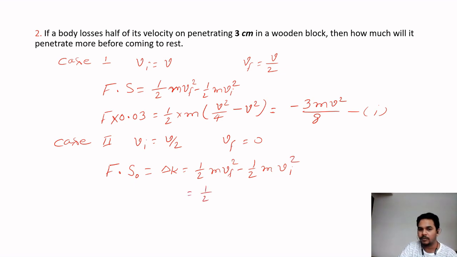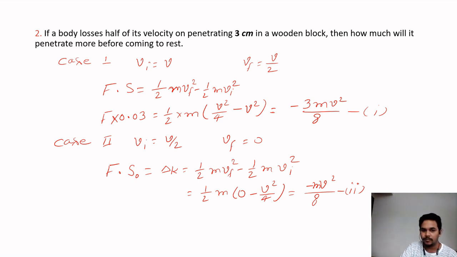So one by two into m, where the final velocity in case 2 will be 0, and the initial velocity squared will be v square by 4. If I substitute this, we get minus m v square by 8. This is the second equation. Look here, we are not interested in the force, we are interested in how much displacement it will travel in the second case before coming to rest.